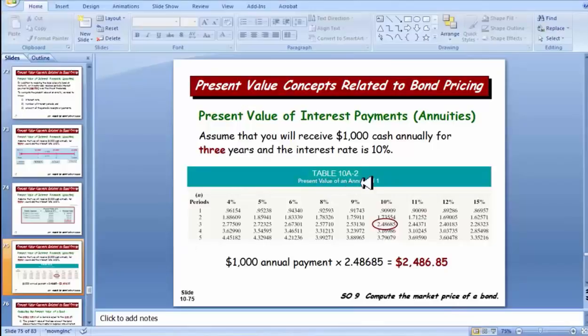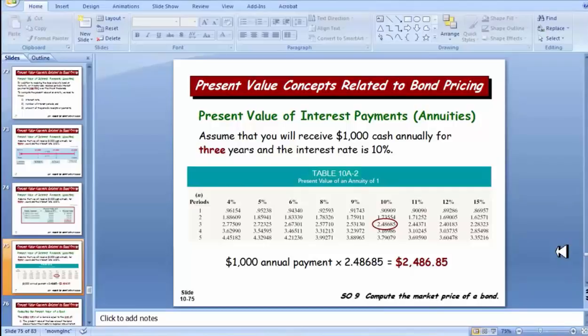So this is the present value of an annuity of 1. Not the present value of 1, but the annuity of 1. Annuity means a stream of payments for every period. This is 3 periods. This is 10%. 2.48685. We multiply that times any dollar amount that we're proposing to be receiving. That will tell us how much we should invest today to receive a payment stream.